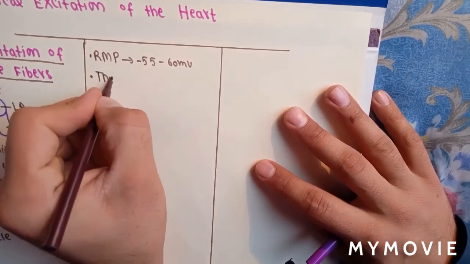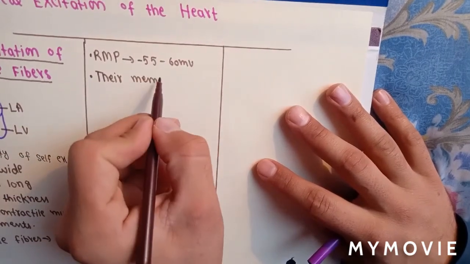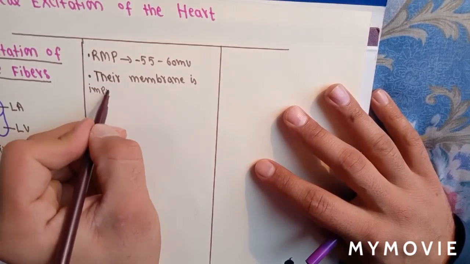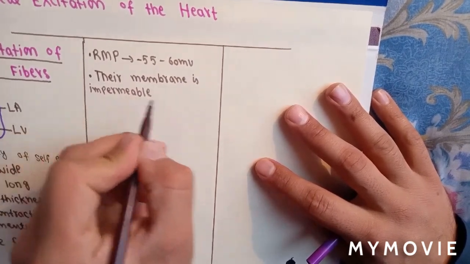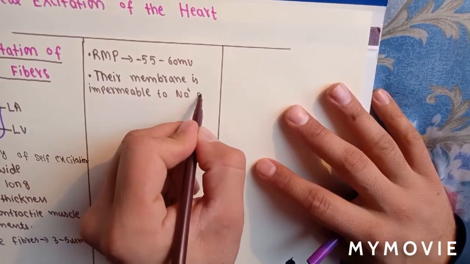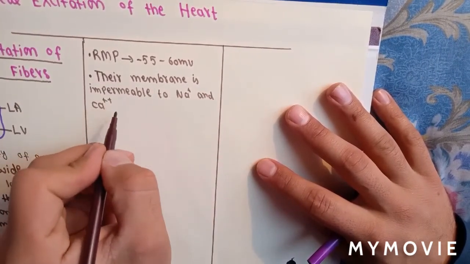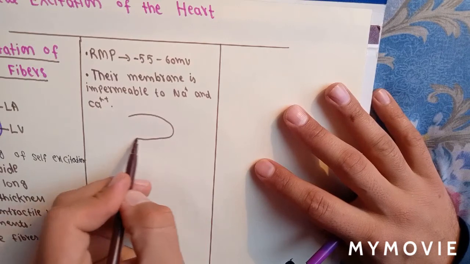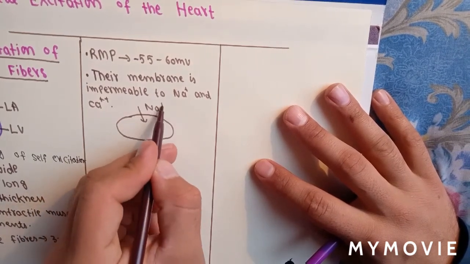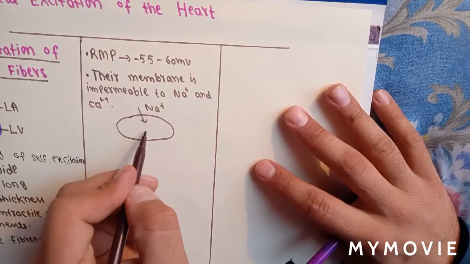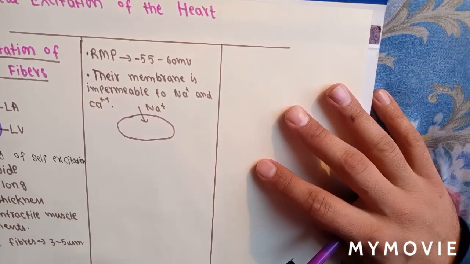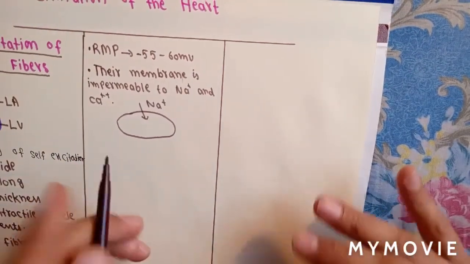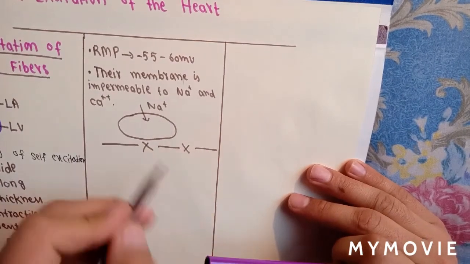So their membrane is permeable to sodium ion and calcium ion. What actually happens? Sodium and calcium ions move inside the cell. This is the SA node cell. Sodium ion will move inside the cell, and similarly calcium ion too. So its resting state will become minus 60 or minus 55 millivolt. I am going to explain how the SA node is excited.